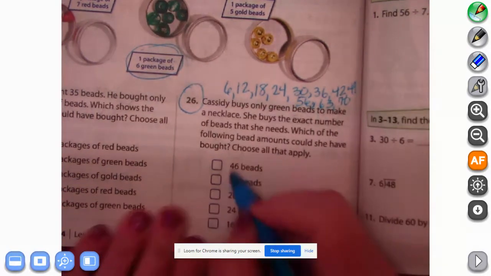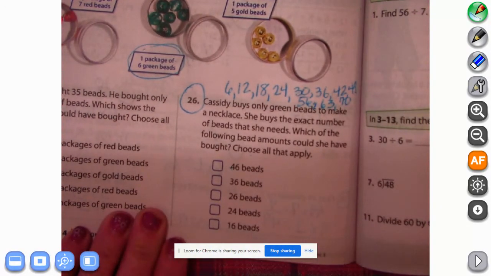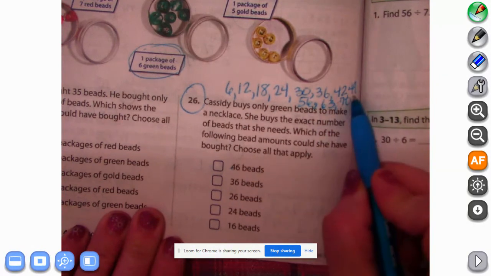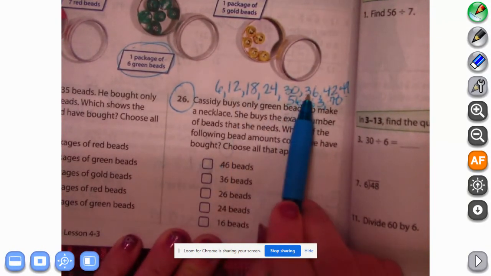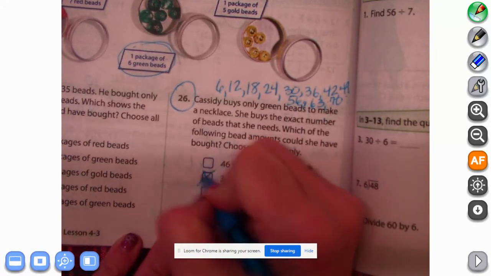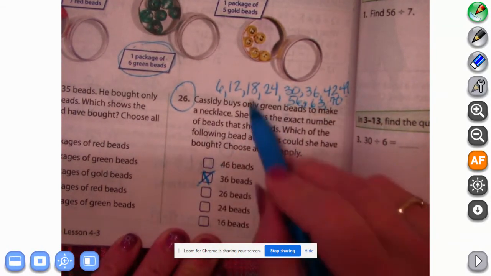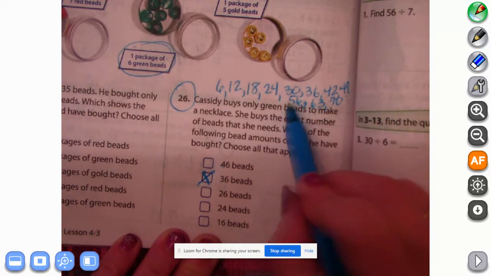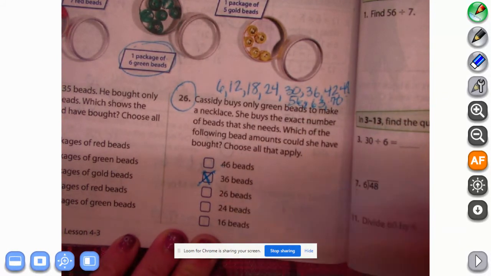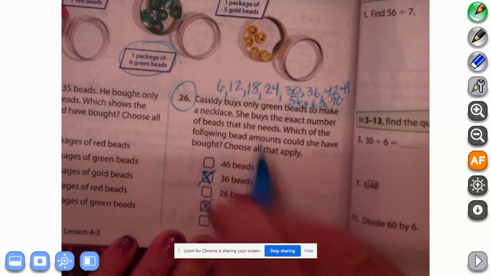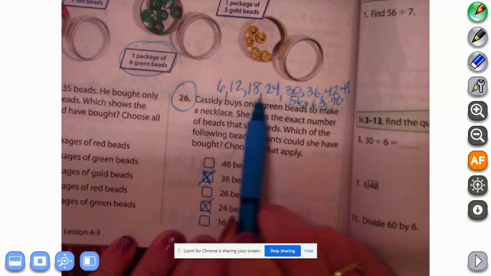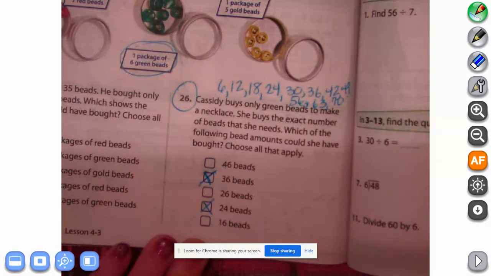All right. Could she get 46 beads? 42 to 49. Nope, that wouldn't work. How about 36 beads? Yes, she could get 36 beads. How about 26 beads? Do we see that? No. How about 24 beads? Oh, there it is, 24. How about 16? You see 16 in there? Nope. So we just have those two.